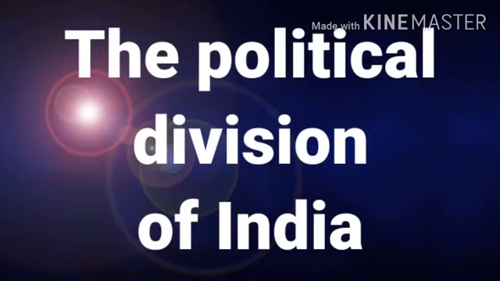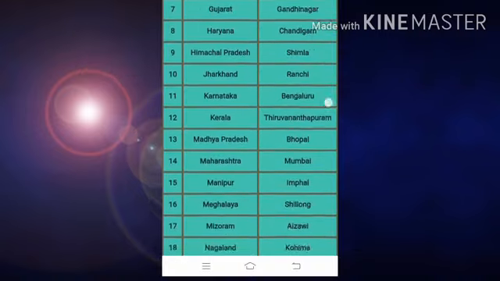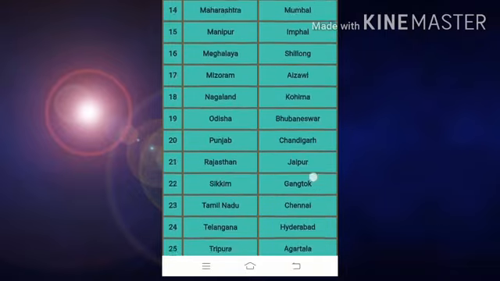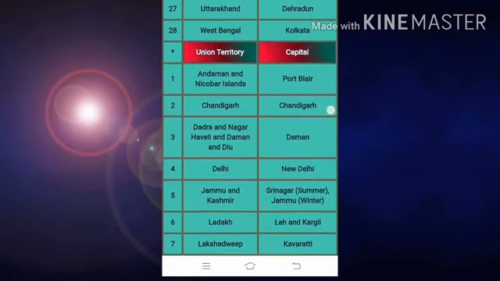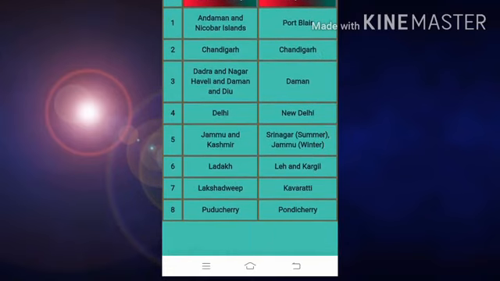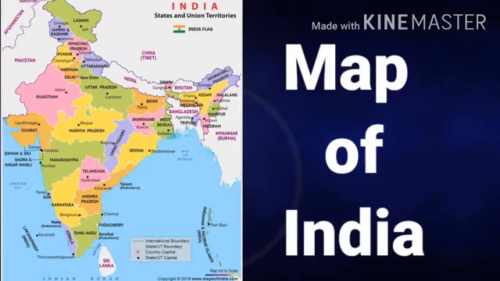As we have seen India's location through the physical features, now let's see the political division of India. India, a union of states, is the largest democracy in the world. India comprises 28 states and 8 union territories. Rajasthan is the largest state and Goa is the smallest state as regards area. Students, the states and the union territories are displayed on your screen.